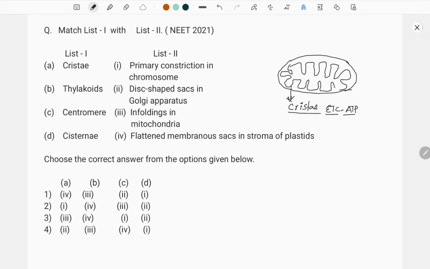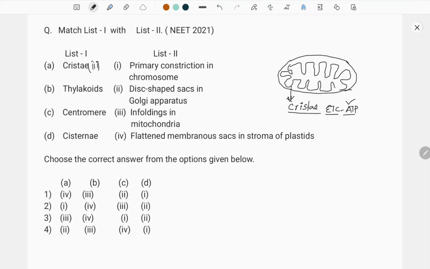So cristae have more surface area, so more of the electron transport chain takes place. As a result, more ATP synthesis takes place in mitochondria. We know that mitochondria is the powerhouse of the cell. It can produce more ATP because of the inner foldings, because of the greater surface area of the cristae. So for cristae, A, we can take option 3.